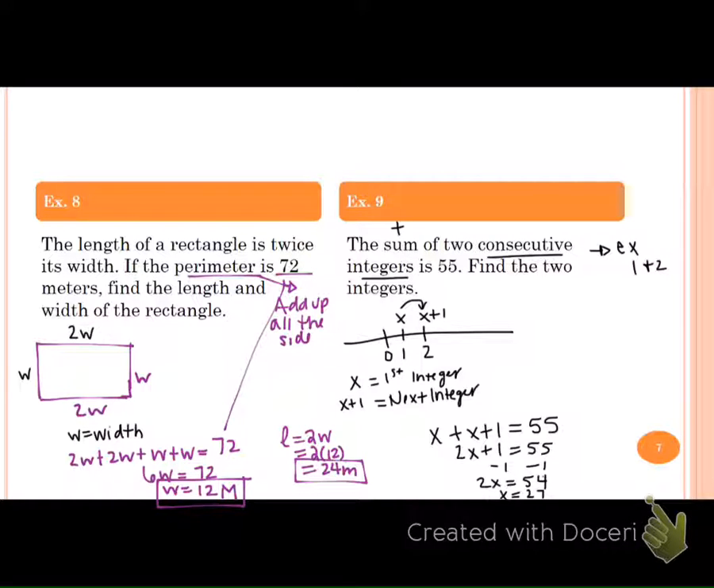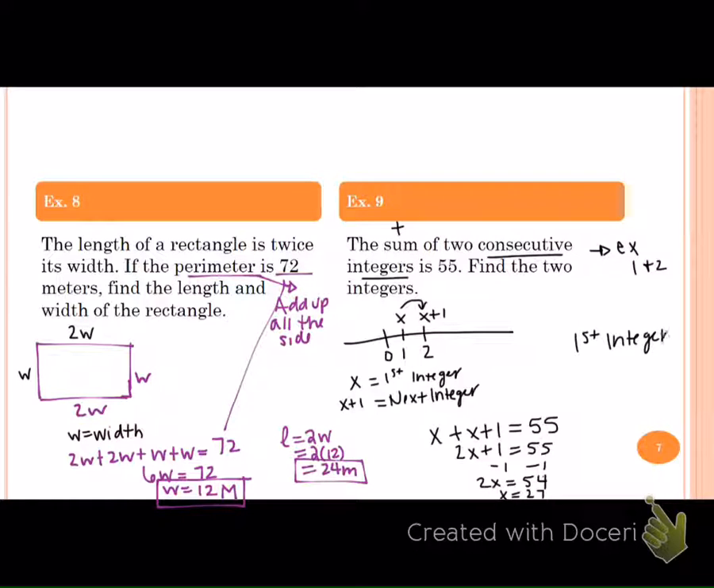So the first number, the first integer is 27. What is the next one?